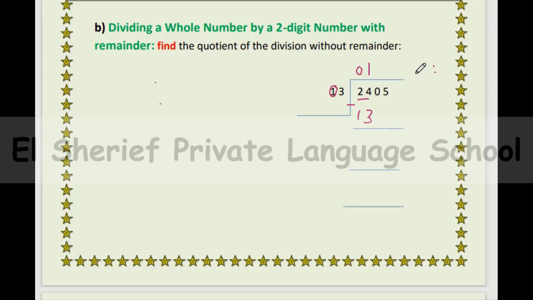So first, what do we do here? First we divide, right? 24 divided by 13. Okay, in the next step we multiply: 1 times 13. The third step is minus, so we subtract. 4 minus 3 equals 1, and 2 minus 1 equals 1.